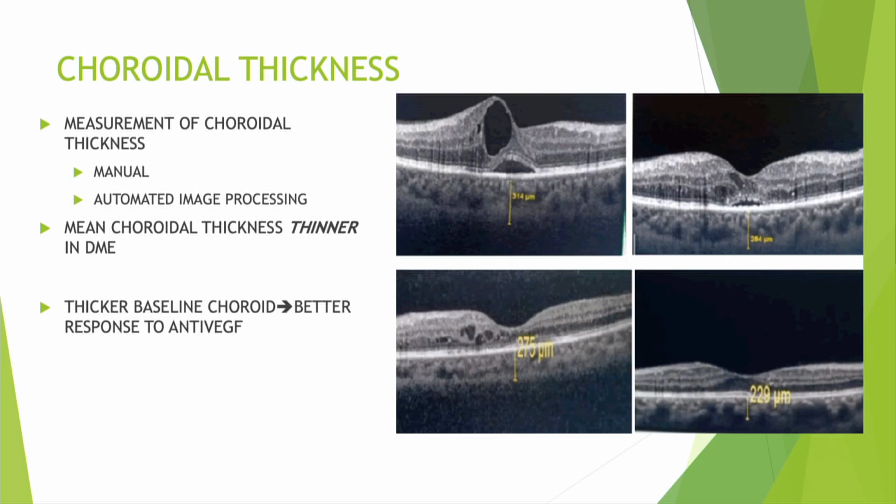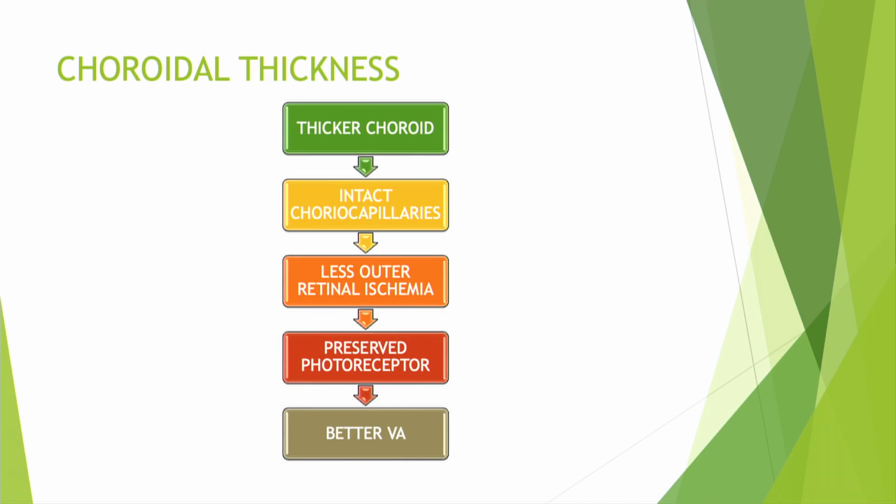The choroidal thickness can be measured either by a manual method or by automated image processing, the mean choroidal thickness being lesser in patients with DME. And if your DME patient is having a thicker choroid at baseline, it indicates a better response to anti-VEGF because of a more intact choriocapillaris and less outer retinal ischemia and better preserved photoreceptors.